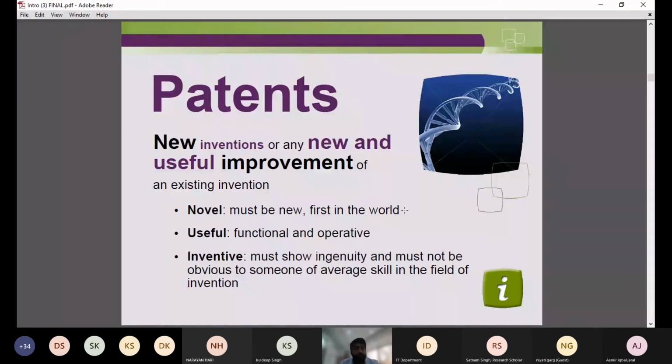Then moving on to the next we have patent. I'll now explain in detail what a patent actually is. Patent relates to any new inventions. New inventions means if you are developing any new technology for the very first time in the complete world, then it can be given a patent certificate, or any new and useful improvement of an existing invention. That means some technology is already existing in the market and you have improvised it by adding some new components into it, increasing its advantages and technical advancement. That can also be secured under patent rights.